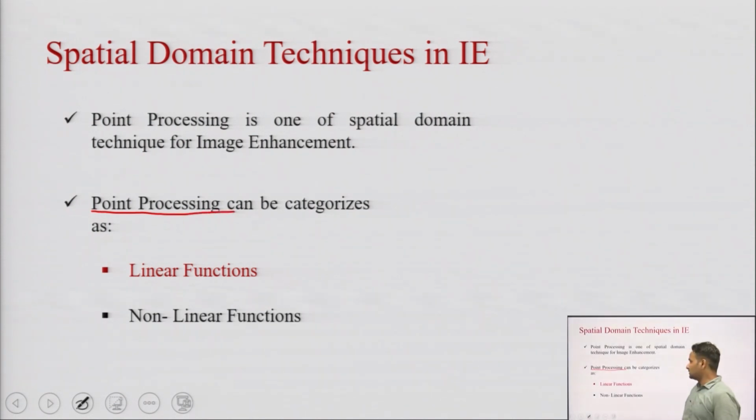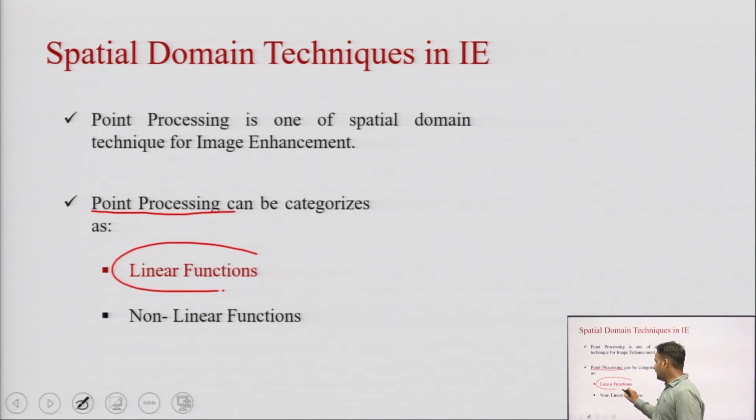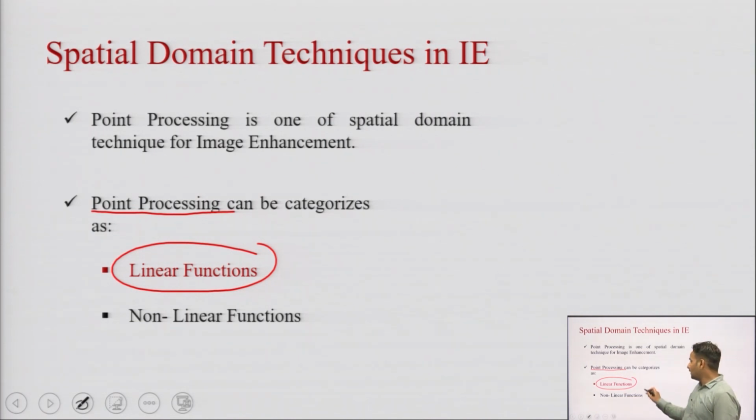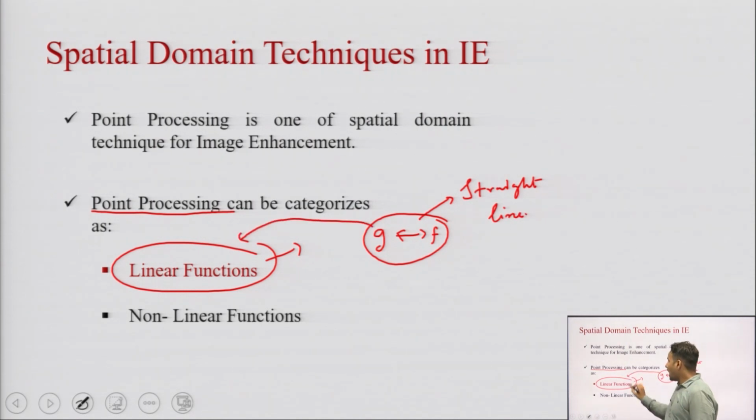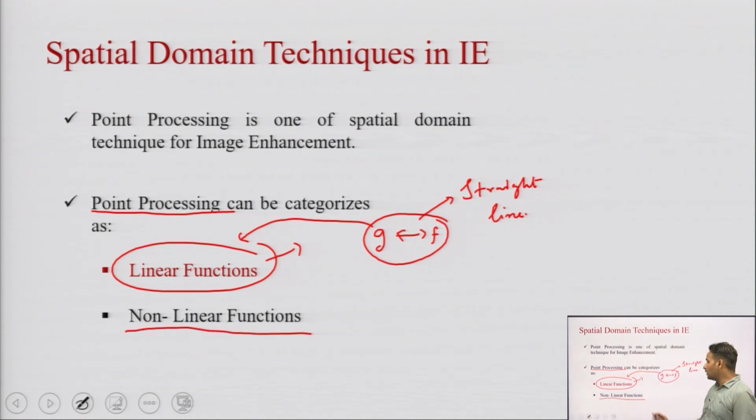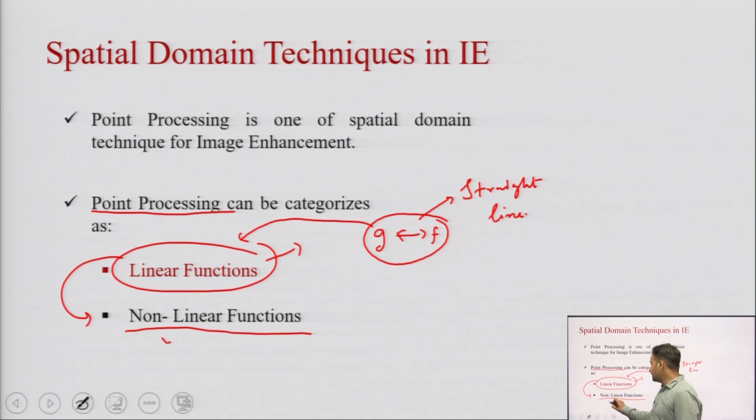Related to the previous technique, point processing, we covered the linear function, where you can observe that the relation between g and f gives a straight line. That kind of relation shows a linear function. In this lecture, we will talk about non-linear functions. If a function is not linear, then we follow another kind of relation between them, called a non-linear relation.